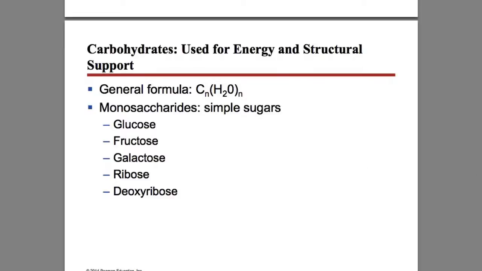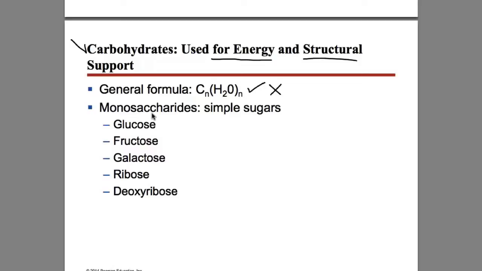So we're going to talk about the different types of organic molecules found in your cells. The first type are your carbohydrates, this first class. Carbohydrates are used for many things, but typically they're very important for energy as well as providing structural support to many cellular and tissue components. This is the general formula for a basic carbohydrate. I'm not going to ask you to know this.